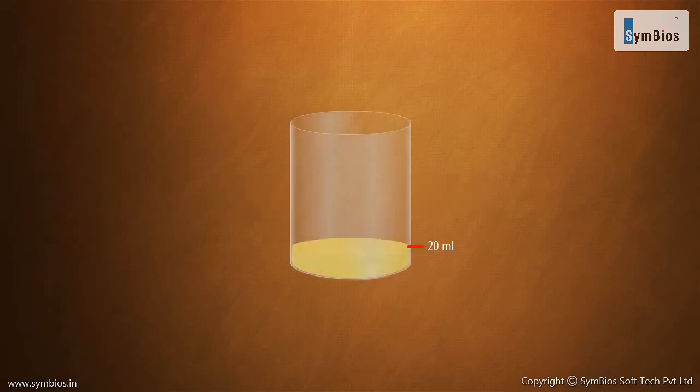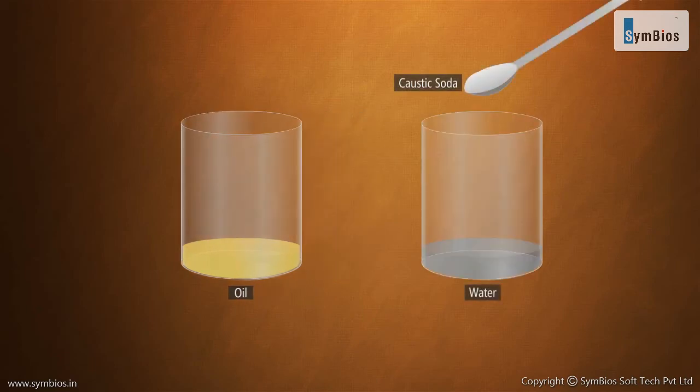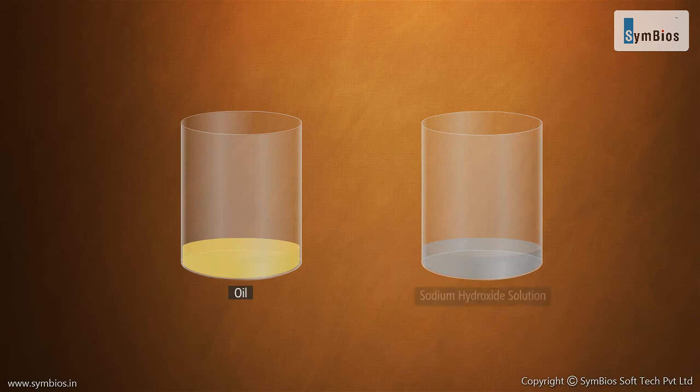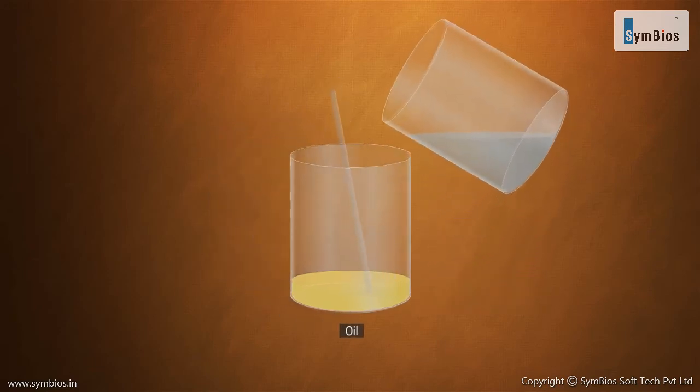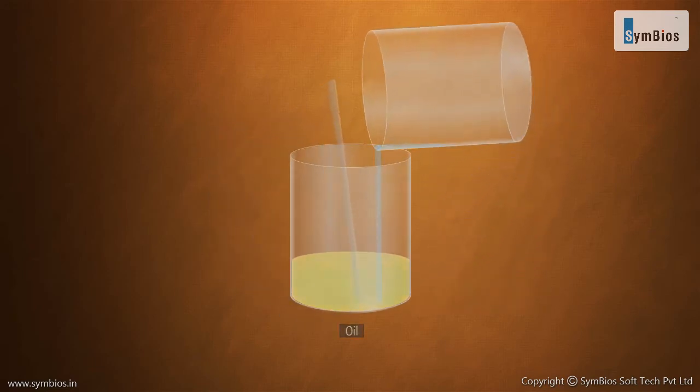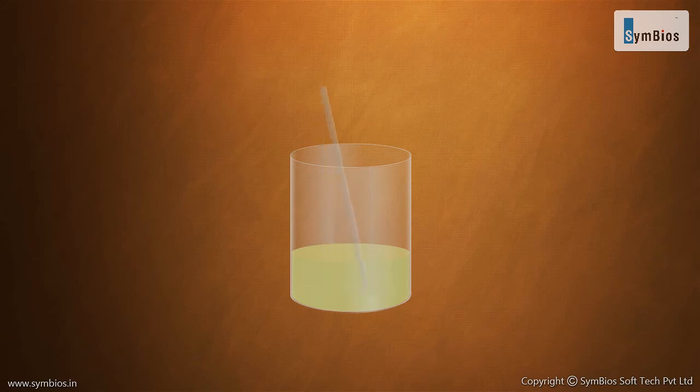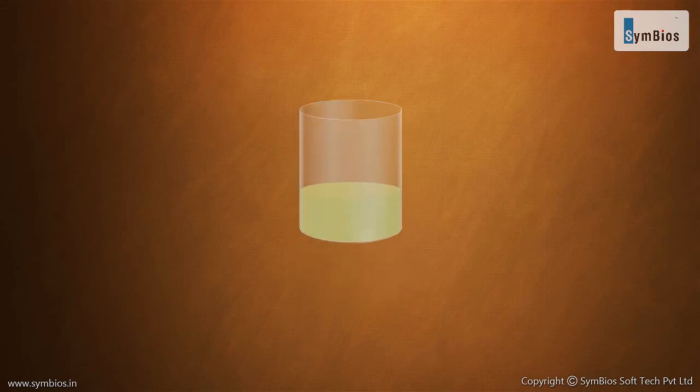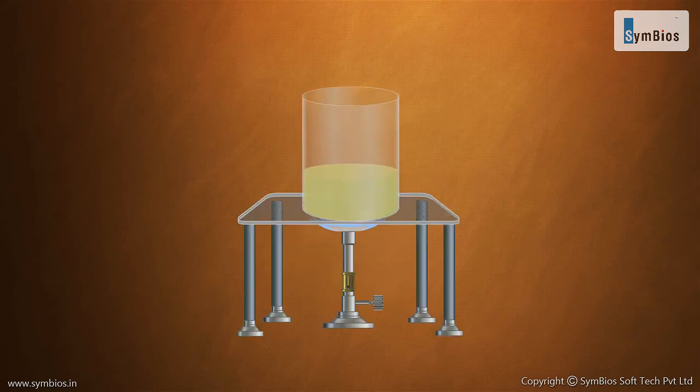Take 20 ml of any oil in a beaker. In another beaker, dissolve half a teaspoon of caustic soda in 20 ml of water to produce sodium hydroxide solution. Pour this solution into the oil slowly while stirring constantly. Now, using a Bunsen burner, heat the mixture until it starts to boil.